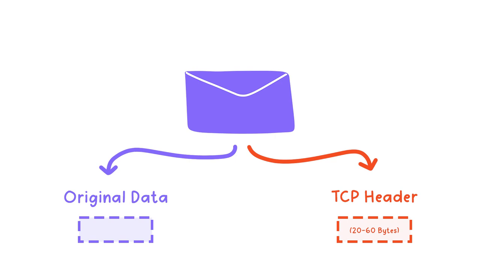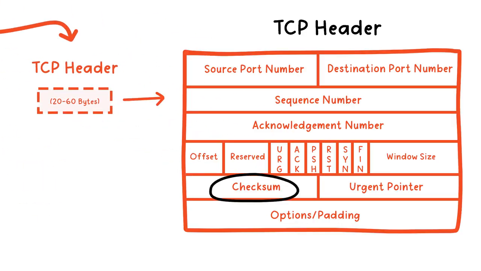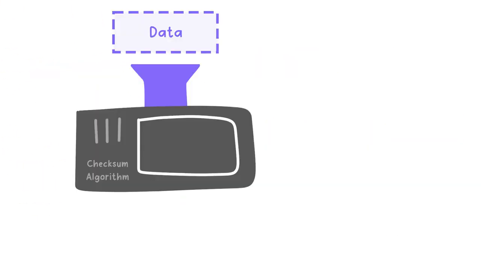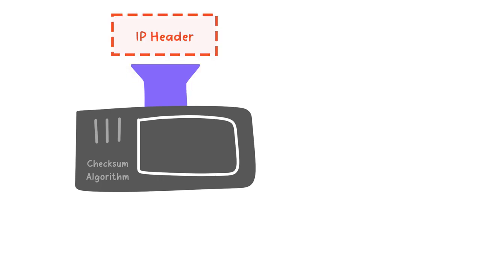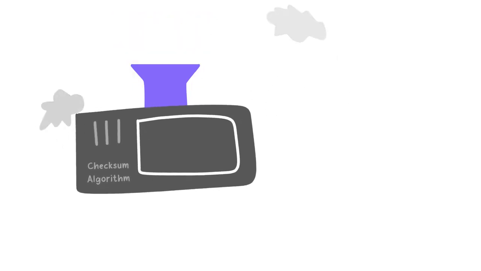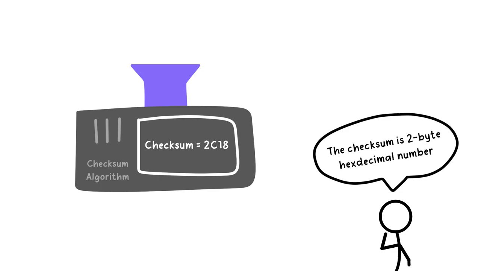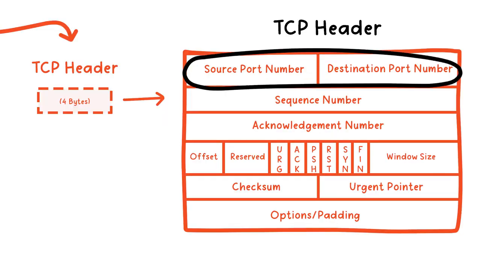Now, when the client is ready to send data, that data is broken up into different packets to avoid overwhelming the network. TCP also requires important information to be placed inside the header. This includes things like a checksum, which is calculated based on the data, TCP and IP header using an algorithm so the receiver can perform the same calculation and verify that the data hasn't been corrupted. There's also the source and destination port numbers.